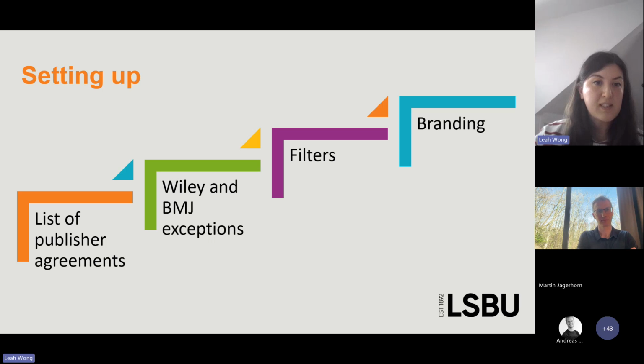There were also a couple of exceptions to the bulk of the agreements that we had. So Wiley and BMJ. The Wiley one was because they have the JISC hybrid agreement, which is unrestricted, but then they also have the JISC Gold agreement, which is where gold open access journals are included in the agreements, but there's a consortium cap per year, and that's allocated on a first come first served basis.